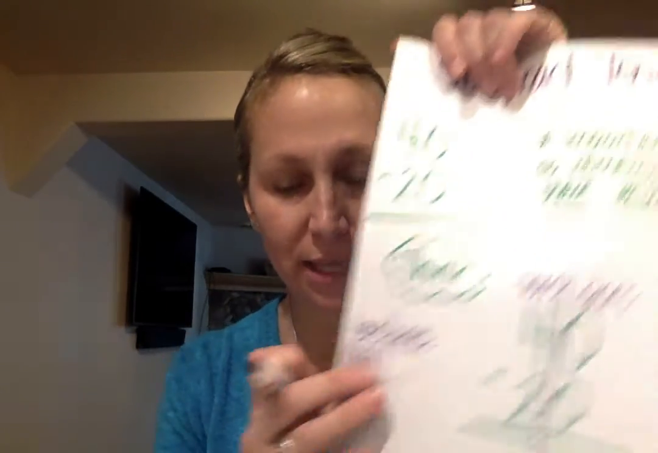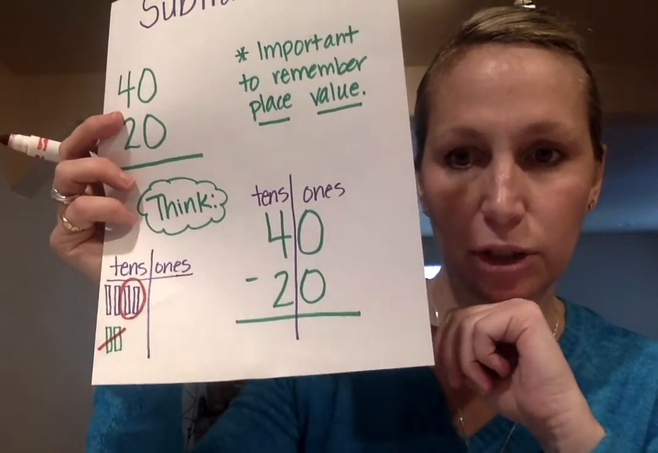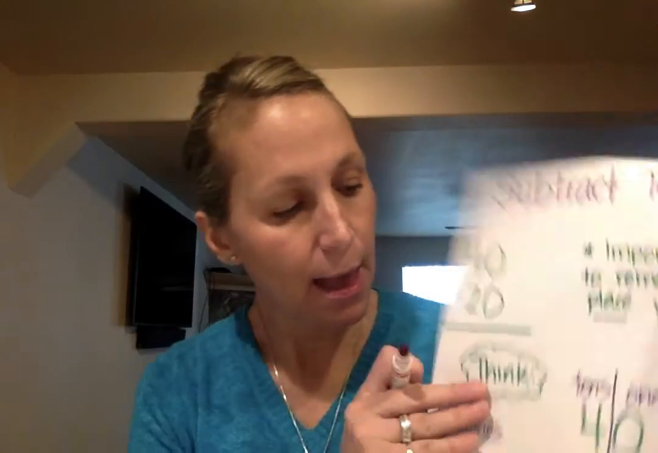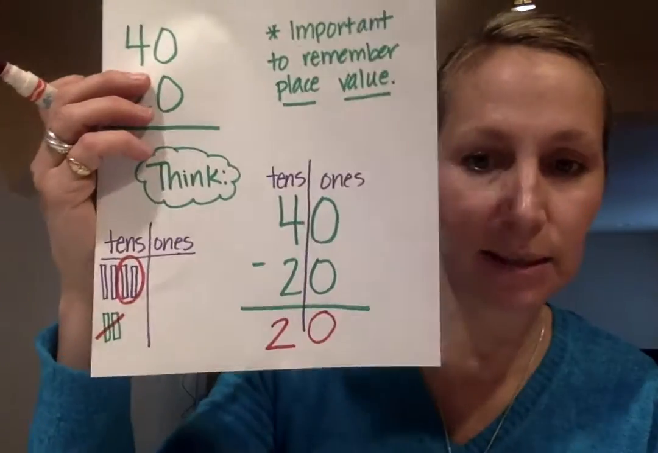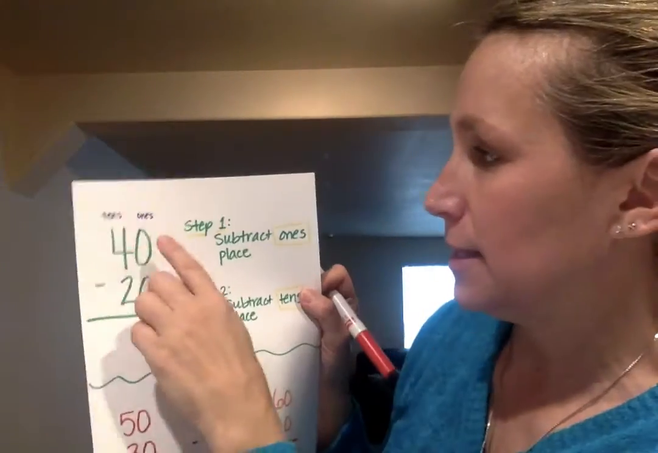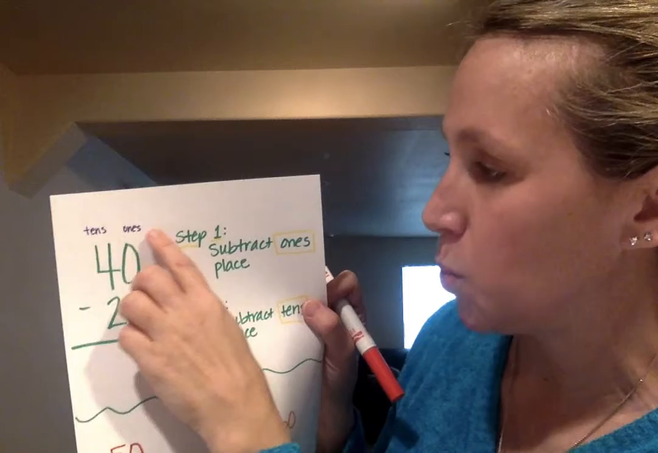So if I was to do that, I would have my 4, and I would take away 2 of them. And that leaves me with just 2. So 0 subtract 0 is 0. And 4 subtract 2 is 2. Great. So 40 subtract 20 is 20. Let's look at some more examples. So to review, we need to think of these as tens and ones, place values.